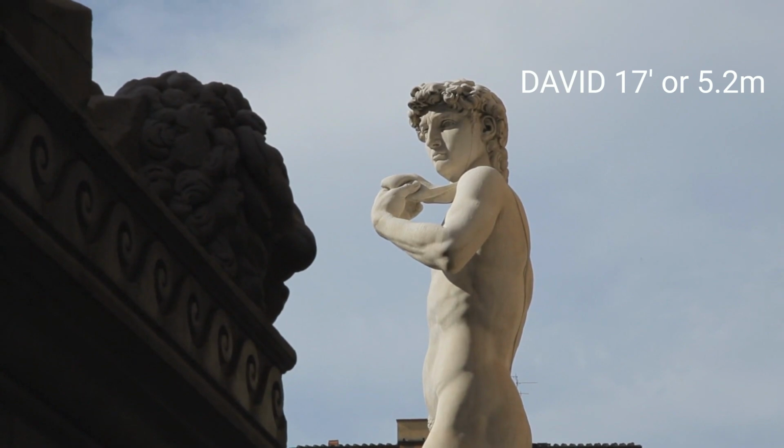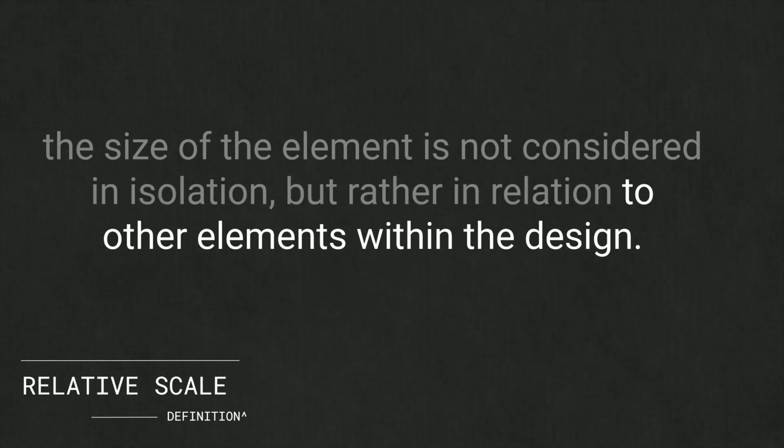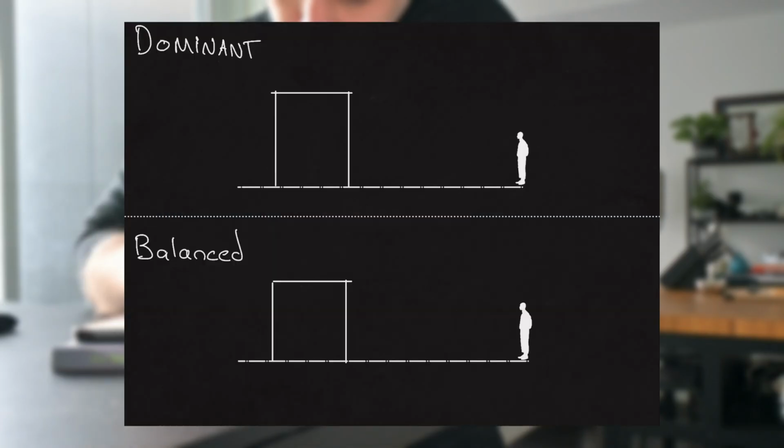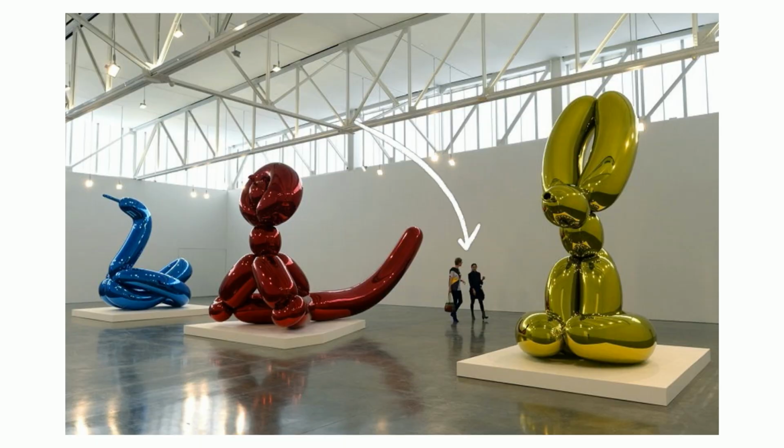This is scale. In the context of design, scale refers to the size of elements in relation to one another and the overall composition. Relative scale means that the size of an element is not considered in isolation, but rather in relation to other elements within the design. For example, a large object in a design might appear dominant if it is surrounded by smaller objects, but it could appear more balanced if placed with other large elements.